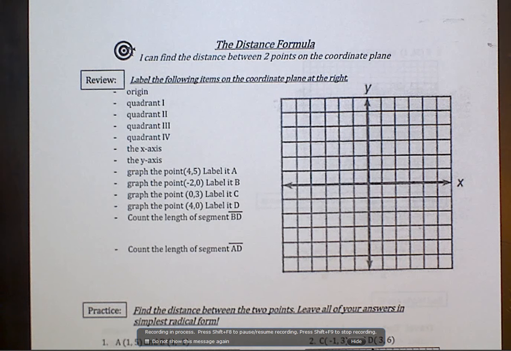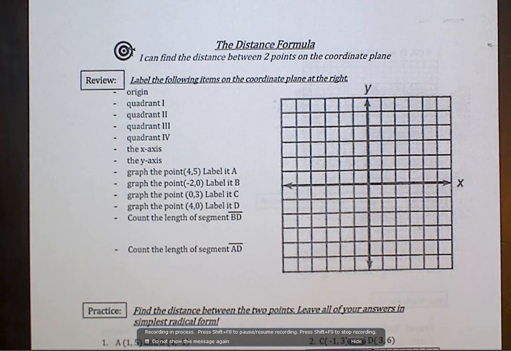Hey guys, distance formula today. Talking about trying to find the distance between 2 points on the coordinate plane. And so I'm going to give you a couple different ways to do that. One is the Pythagorean theorem, which may sound familiar to you. You learned that in Algebra 1. And the other way to find the distance between 2 points is what's called the distance formula. And I will show that to you later on down the road.